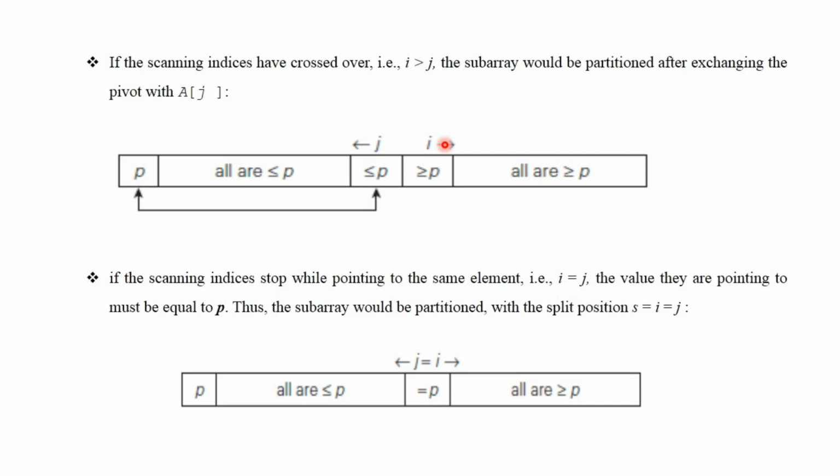In that case, you are almost done with the partition. So you need to swap the element that is present here with the pivot element. And you have made the partition at this j. So if scanning indices stop while pointing to the same element, that is both i and j are pointing to the same element, then the value they are pointing to must be equal to the pivot element p. So we consider the subarray is partitioned with the split position as i is equal to j is equal to s.